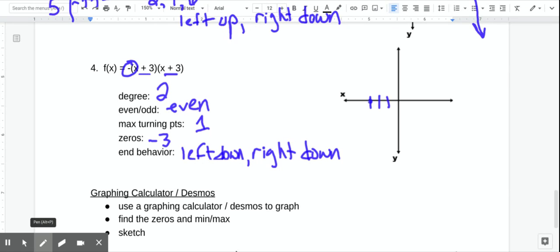So that's what this looks like. We know that it's going down and down. It has 1 relative maximum, and there it is. So that's what this graph looks like.